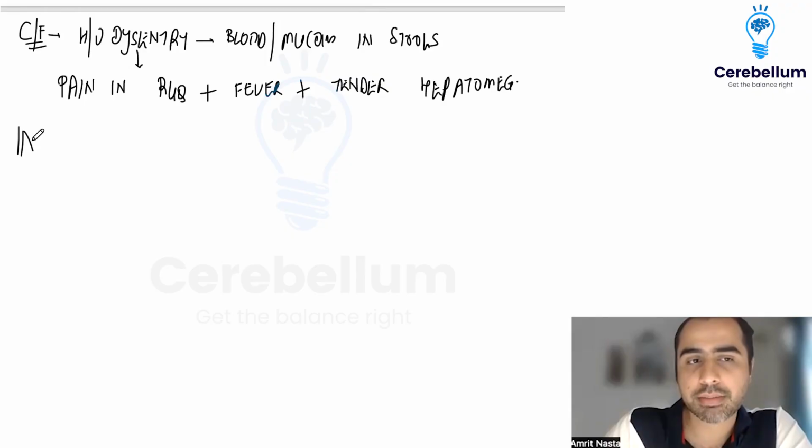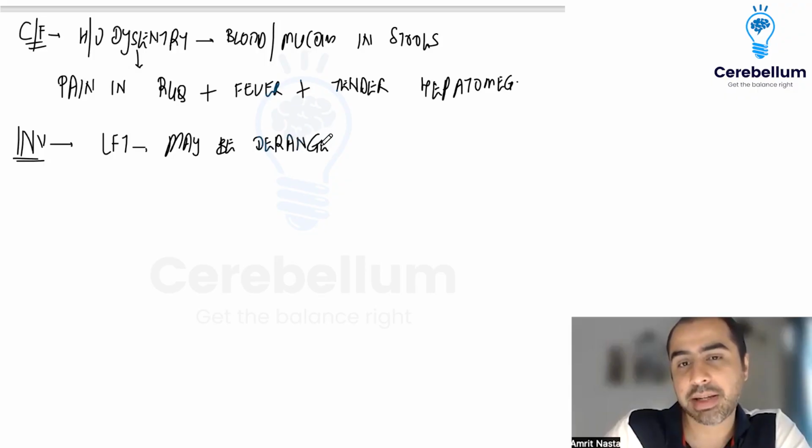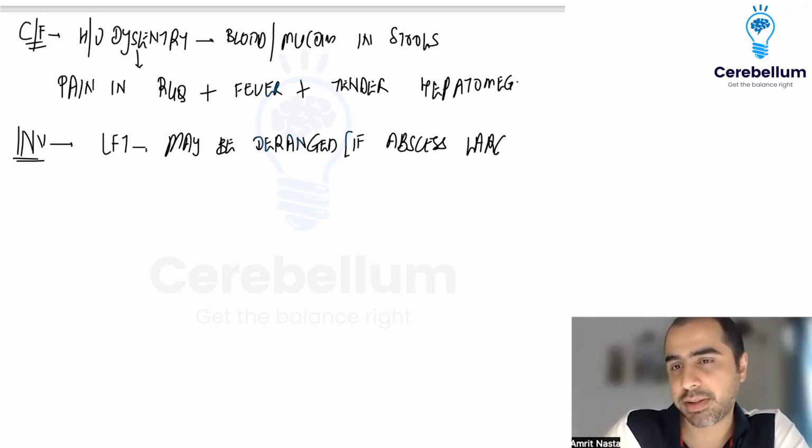What will you do next? How will you investigate? Now you will use your common sense, I hope. Stool test for cyst? No, don't start with stool test. If he is having tender hepatomegaly, first do LFT. And here, the LFT may be deranged because it is destroying the liver slowly. It is inflaming the liver. So the LFTs here may be deranged if the abscess is very big, because your abscess can become very big.